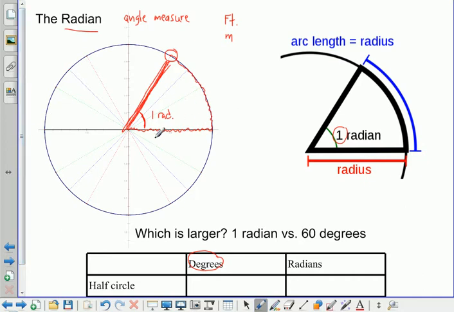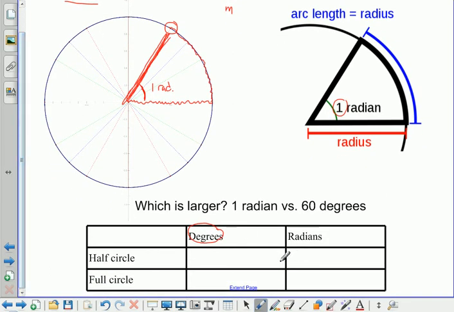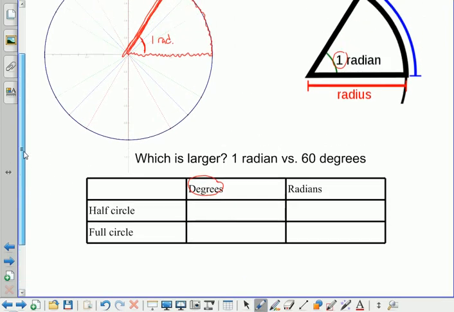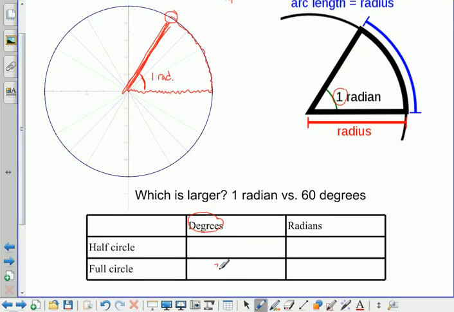You most likely won't use 1 radian that much, because what we do is we divide up the circle evenly into perfect parts, and it is much more useful that way. So let's talk about degrees. How many degrees are in a full circle? 360 in a full circle. Half a circle would have 180.